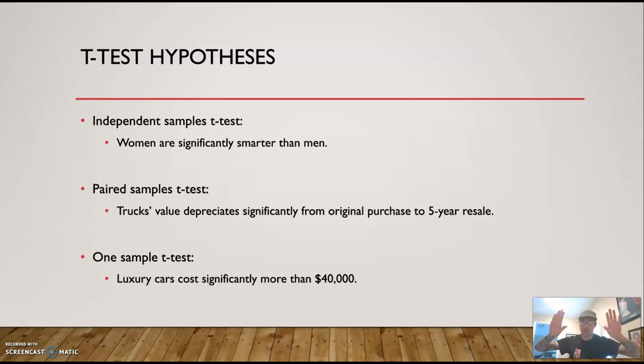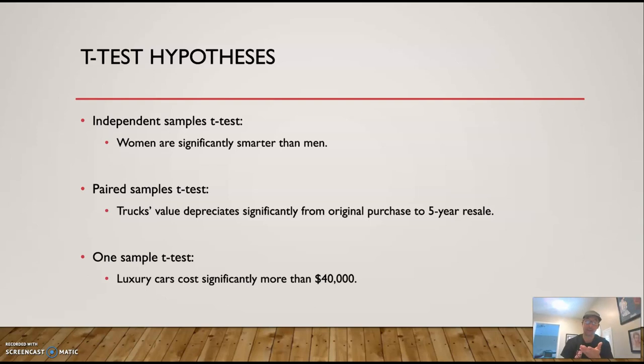And what I'm saying in this hypothesis, for example, are women, this is the women on the right, my right, women are significantly smarter than men. So I'm making comparison across two different groups, and I'm saying this group is going to be significantly smarter than this group, or more accurately, the data will indicate this group is significantly smarter than this group, right?